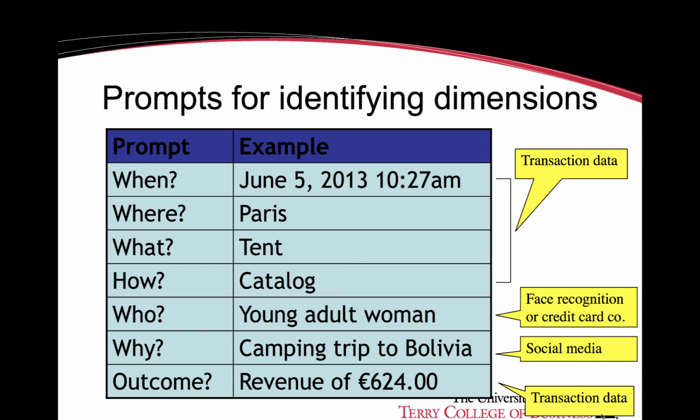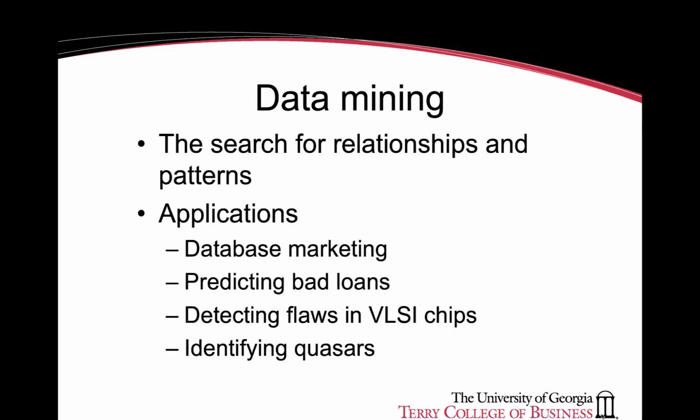So here are some prompts for identifying dimensions. First of all, you've got to know when a transaction took place, where it took place, what was involved in the transaction, and how this transaction was performed. Then we have dimensions of who, why, and outcome. Who was part of this transaction, why was it performed, and what was the outcome? And so one can have different dimensions related to a transaction.